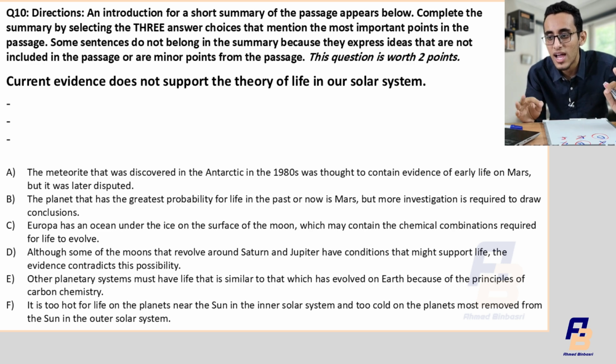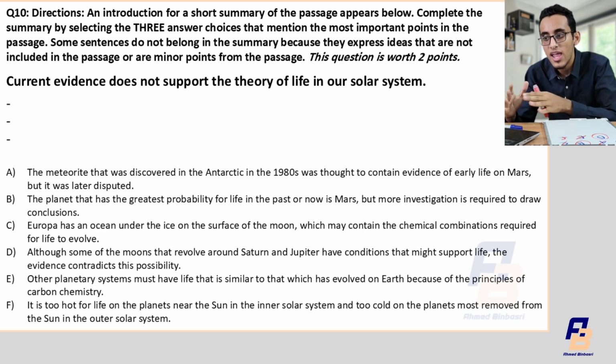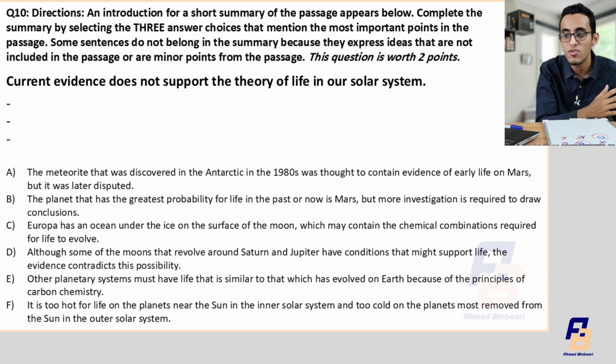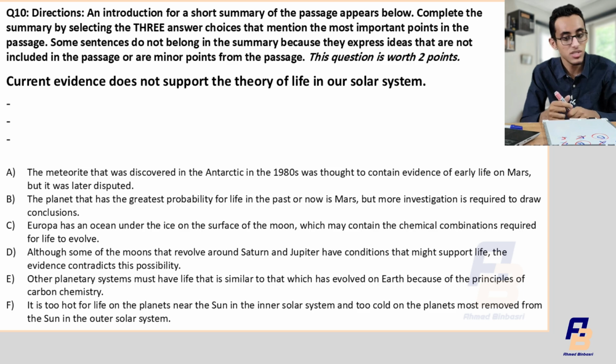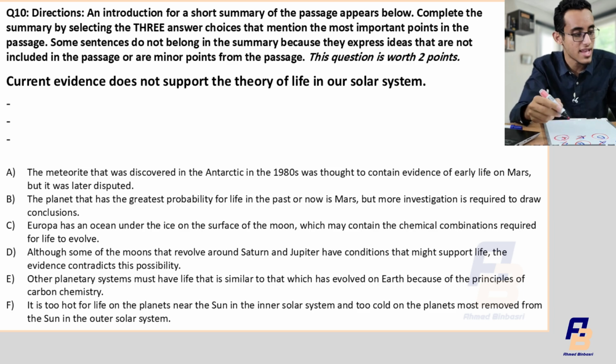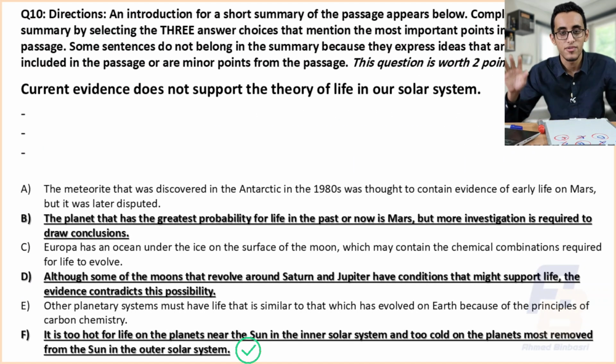It's too hot for life on the planets near the sun in the inner solar system, and too cold on the planets far from the sun in the outer solar system. That's easy, we can understand it very well. So, now we are finished.